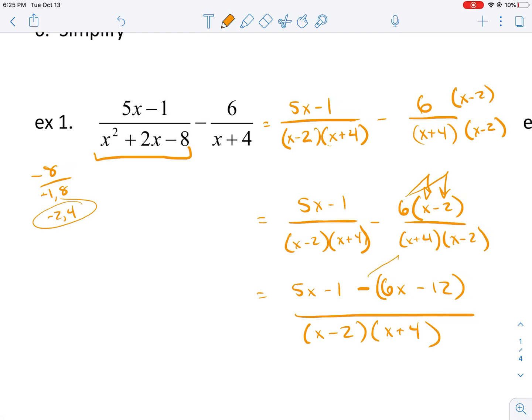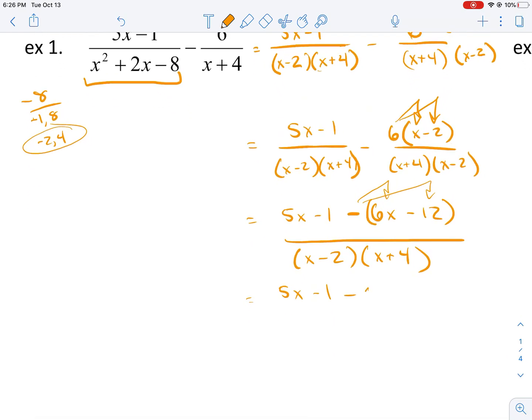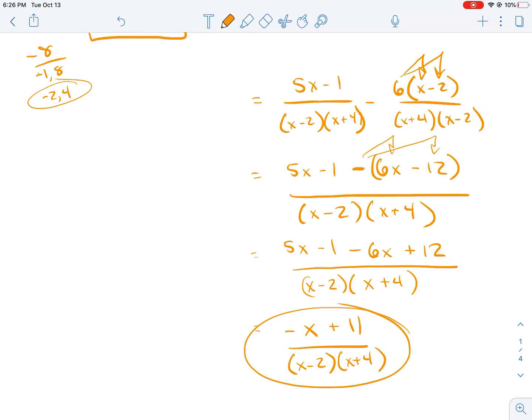All right, let's distribute that negative sign. So we get 5x minus 1 minus 6x plus 12. Finally, let's combine like terms. We get negative x plus 11 all over x minus 2, x plus 4. There's our answer.